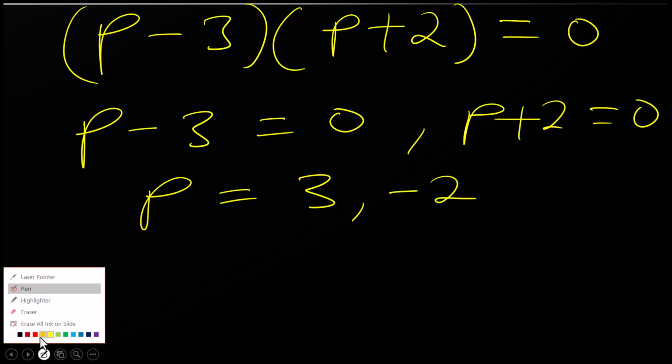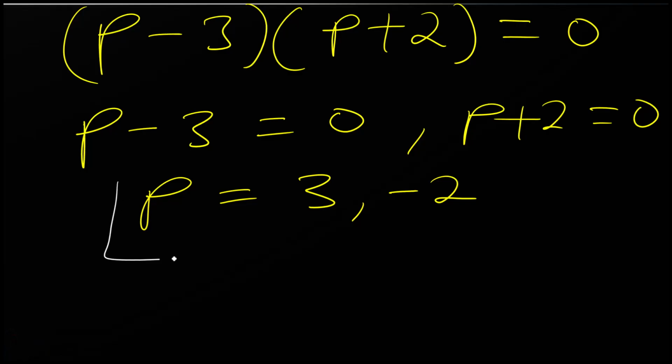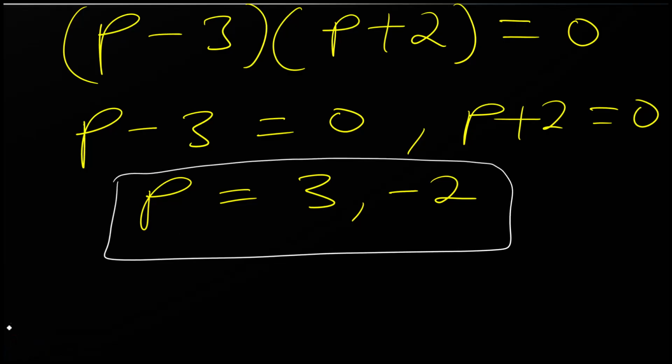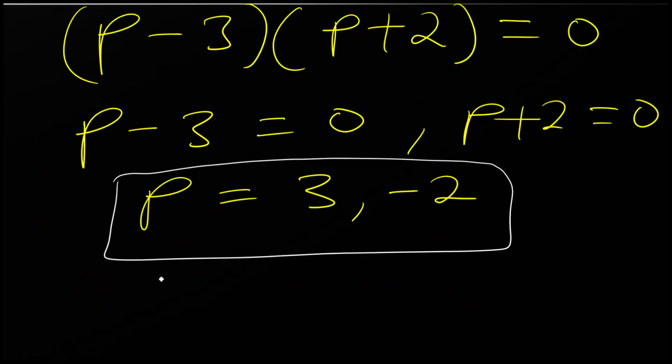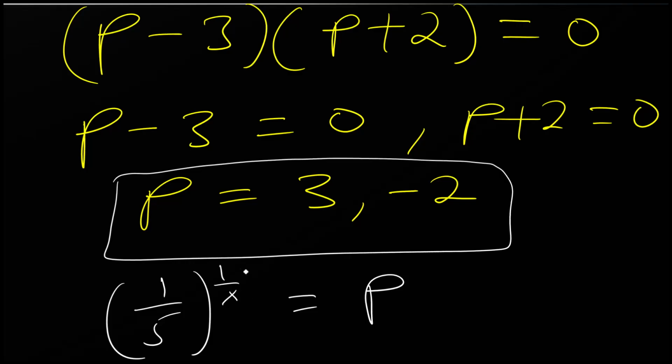But that's not the end. We are after x, not p. So let's go back and do substitution. Remember this: 1 on 5 raised to 1 on x equals p. Now let's solve for x here. Now remember that to bring a power down, we have to apply logarithm. So I'll take log on both sides of this.